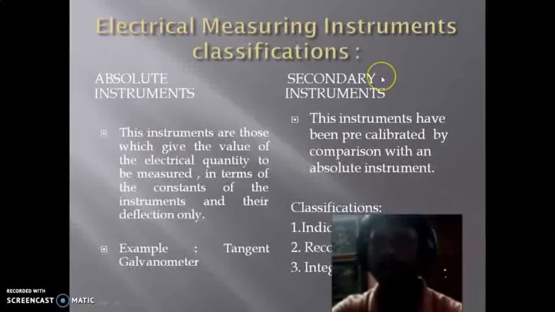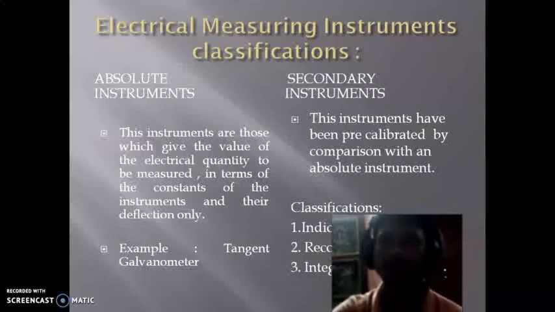Electrical measuring instruments may be classified into two categories. One is the absolute instrument and second one is the secondary instruments. Now first I am just going to discuss the absolute instruments. These instruments are those which give the value of the electrical quantity to be measured in terms of the constants of the instruments and their deflection only. Means the deflection we are getting due to the quantity passing through this instrument in terms of constants of these particular instruments. So this kind of instruments is called the absolute instruments, and tangent galvanometer is an example of the absolute instruments.